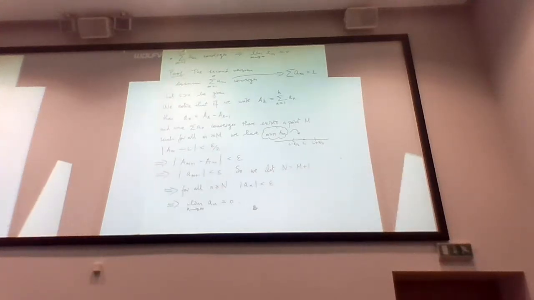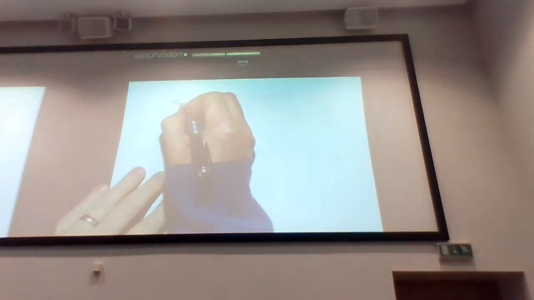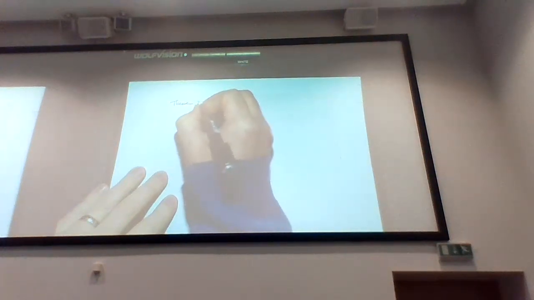Okay, moving on then to the geometric series test. So this is a much more practical kind of thing that gives you a formula so that you work things out.